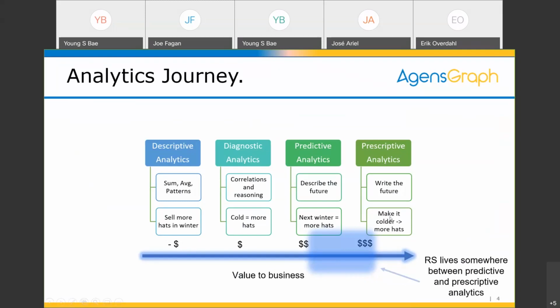A perfect example would be to make it colder and consequently drive more hat sales, but making it colder is a challenge that faces us all in the era of global warming. So this is just an example. I don't suspect we can do it.